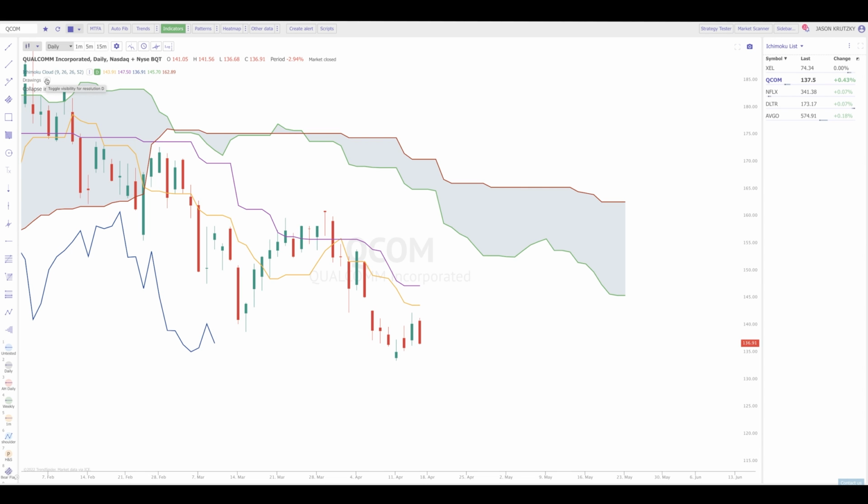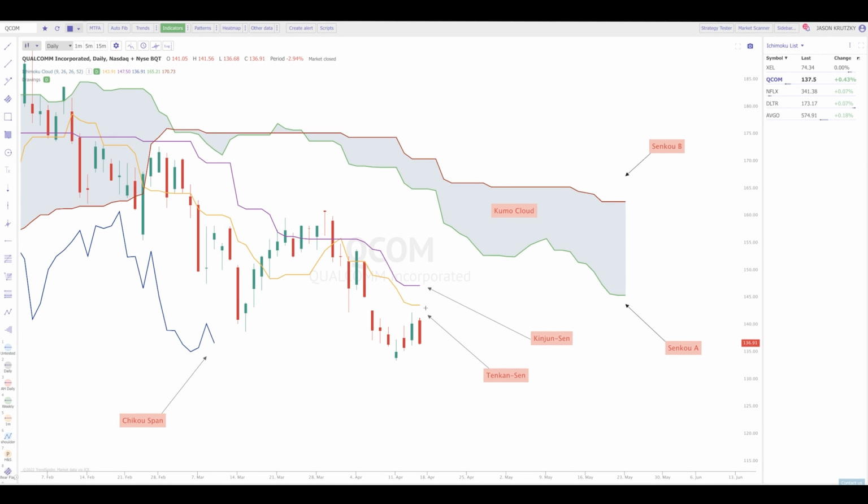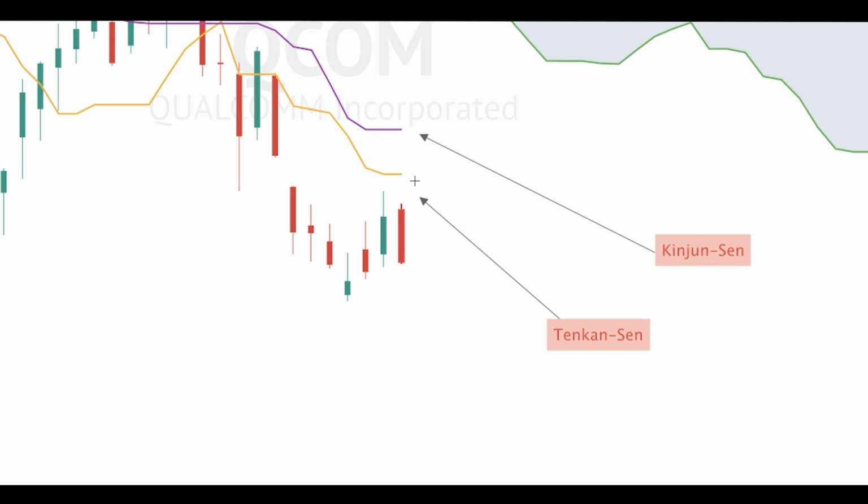Now, the first thing that you'll notice when you add the indicator to your chart are the 5 uniquely colored lines. Let's go over what they all represent. First, we have the orange line here. This is the Tenkan Sen. The Tenkan Sen represents the midpoint of the highest and lowest prices over a period of 9 candles. This means it takes the highest price over the last 9 candles and the lowest price over the last 9 candles, adds them together, and divides by 2.